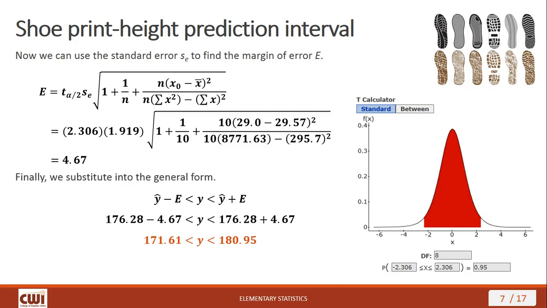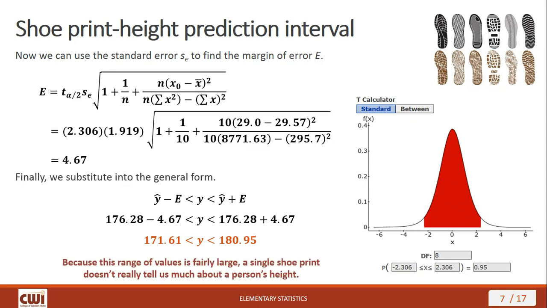What this means is that we're 95% confident that the true height of someone with that given shoe print length is between 171.61 and 180.95 centimeters. Well, that's a pretty large range of values when you're talking about height. So a single shoe print length isn't really telling us all that much about a person's height, because the width of our prediction interval is pretty wide.